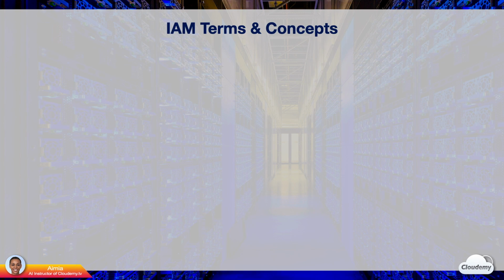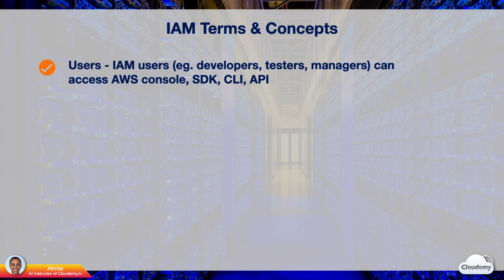There are a few IAM terminologies you will come across very often. Users are IAM users you created for your employees and colleagues. They can be individual developers, testers or managers, who can log into AWS console with username and password, or access AWS SDK, CLI, API with access key and secret key. Users cannot be shared. You should never share your IAM credentials, such as username and password, with another person.